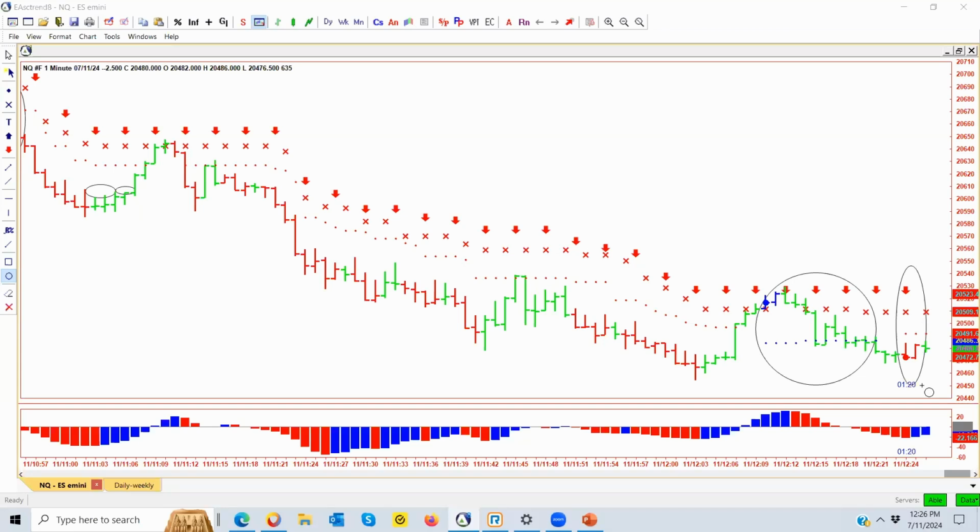But it generally tends to be kind of sideways and generally not the best time to trade. But that's how we use the software. I mean, I kind of threw everything at you here.